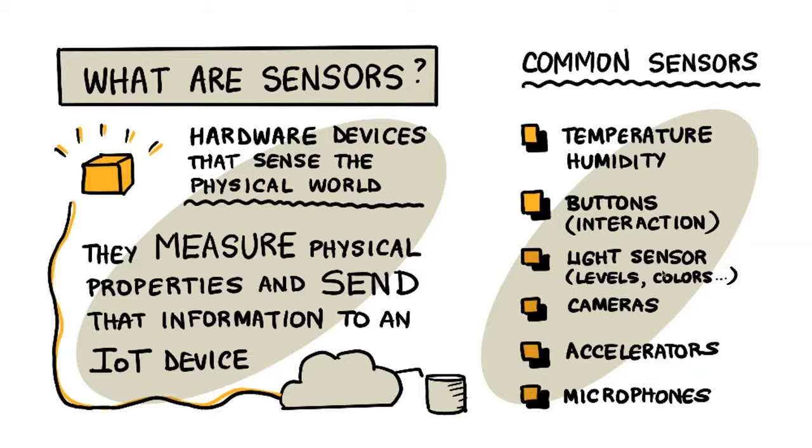We as humans, we hear a noise and we can say, yes, it's loud, yes, it's quiet. But with digital devices, electrical devices, we can actually get a number that reflects that and use that to help us make decisions. And the common sensors, and there's loads and loads of different types of sensors, but the common ones you use in the Internet of Things are things like temperature, humidity, buttons. A button is a sensor, it senses whether you've pressed it or not. Light sensors that detect light levels or colors, cameras, accelerometers, microphones, a whole load of different types of sensors, but these are probably some of the most common ones that you'd get.